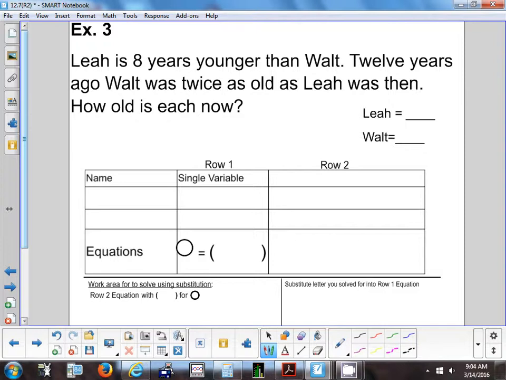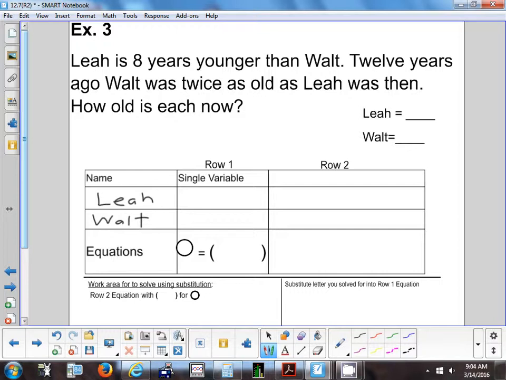Okay, since we have about 10 minutes, we'll just start to go through it a little bit. Justin, what are the names of the two people? Leah and Walt. Okay, at least we know the names of the people we're working with.